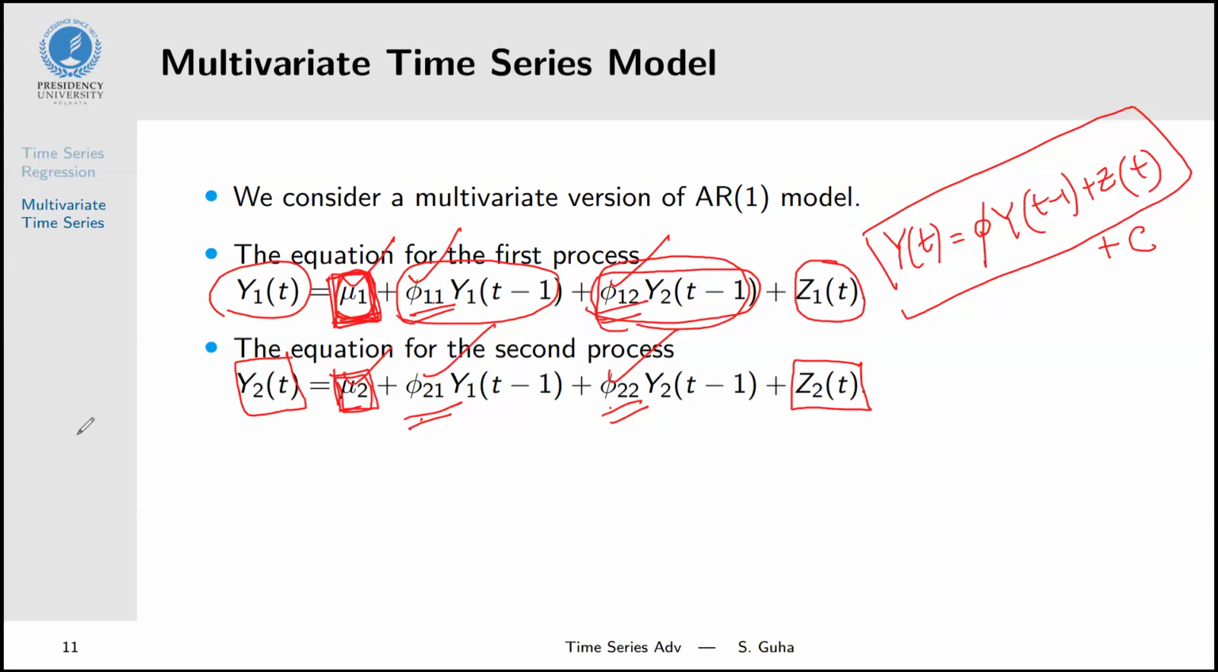So this model has a name. This is called the multivariate version of the AR1 model. This is called the VAR model, VAR1 model, vector autoregression model of order 1. We will see the name and these things later.